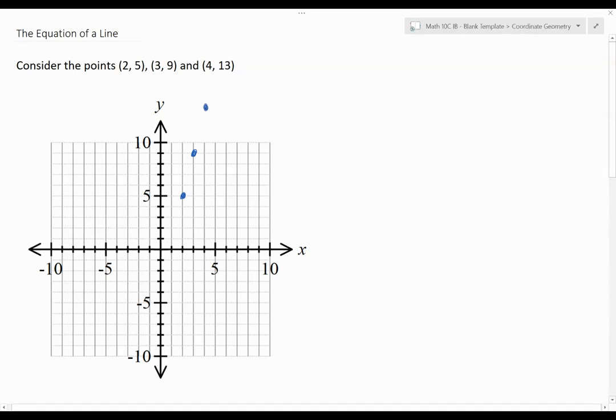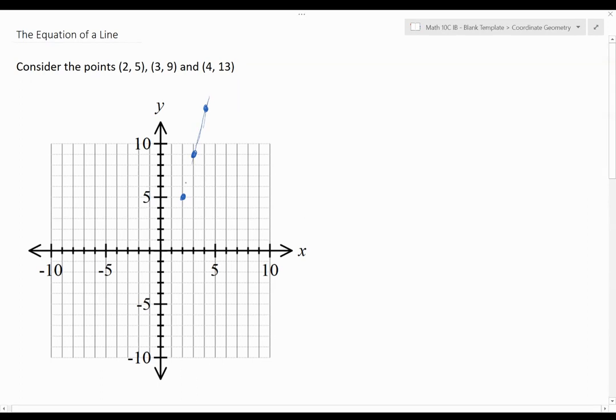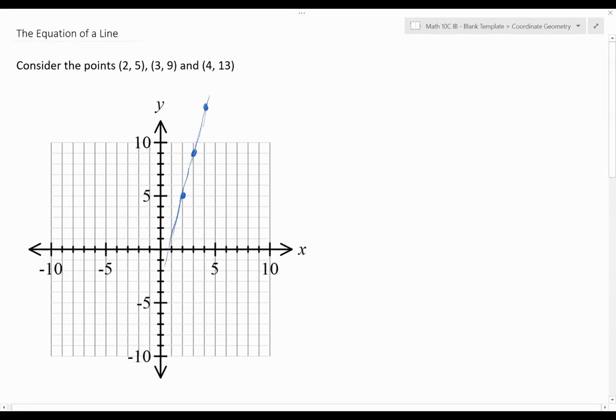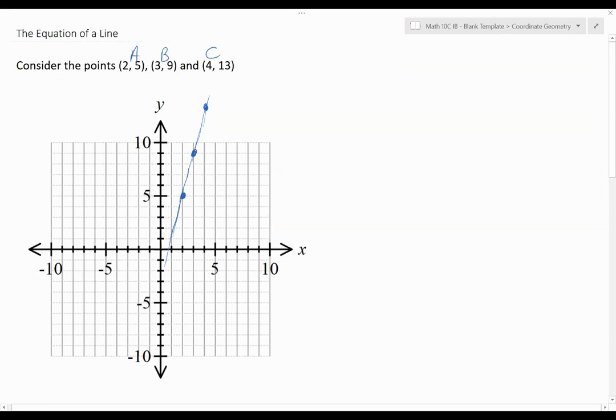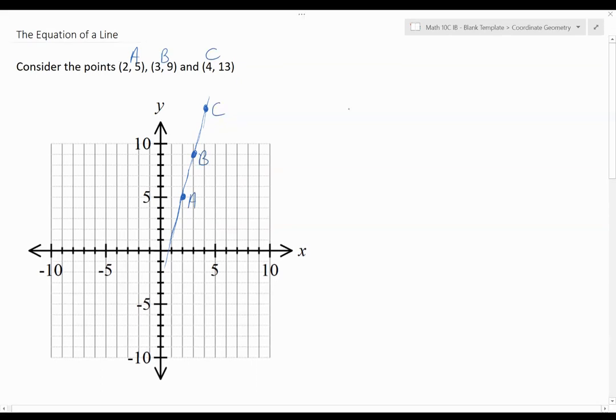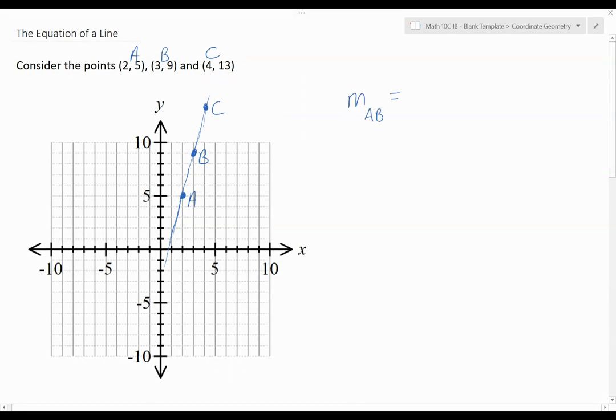Now those 3 points seem to be on a straight line, and I think I could join them and continue that line down. But what I actually want to consider is, well, first off, are they? Remember that a straight line consists of all the points that have a constant slope. So that means I can pick any 2 of these points, and I should always get the same slope. So if I name them A, B, and C, I'll label that on the graph as well, A, B, and C. Then the slope of AB, well, it's delta y over delta x.